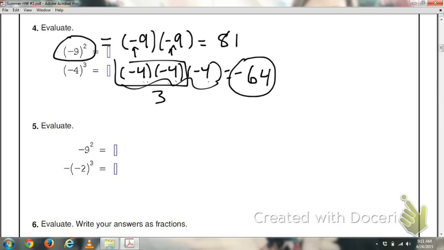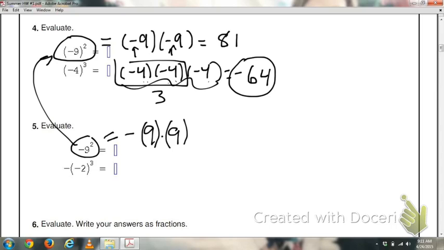Now, if you look at number 5, you might think at first glance this is very similar to that first part of number 4. But you'll notice there are no parentheses around the -9. That is very important. That means this is really just -9 times 9. The only thing that's being squared really is the 9, not the negative. So I'm only multiplying a 9 times a 9 with a negative in front, or if you want to think about it, a -9 times a positive 9. Either way, you're multiplying a positive times a negative, and that stays negative. This is going to be -81.